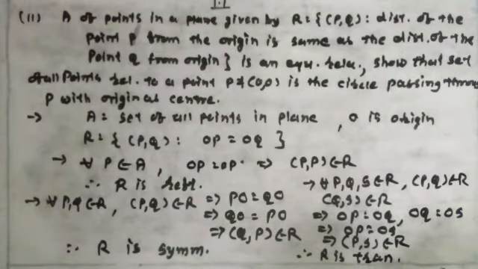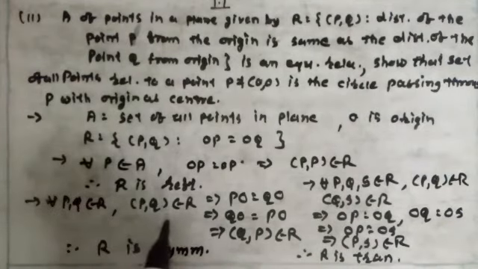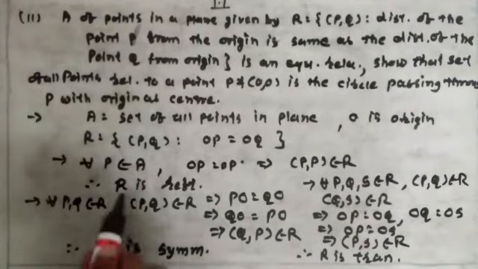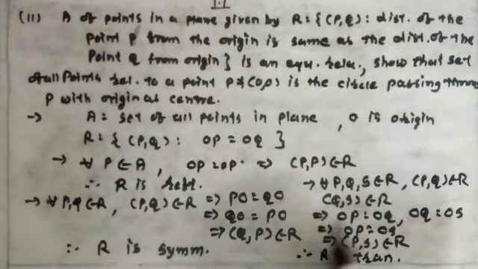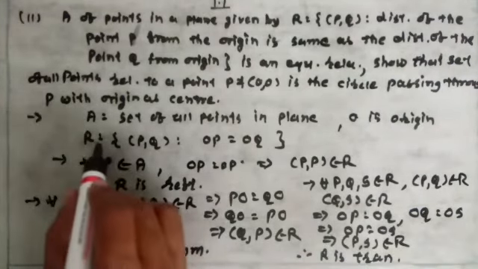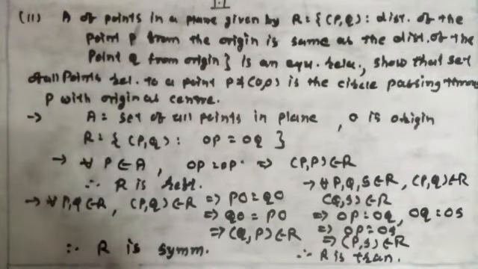Clear? So relation R is reflexive, symmetric and transitive. Therefore, the given relation R is an equivalence relation.